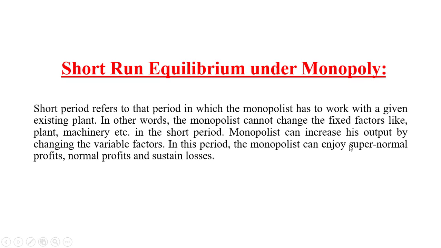Supernormal profit means more profit, very high profit. Normal profit means it is just the normal way to survive, and you sustain losses in case the total cost gets higher than the revenue. If you are earning less revenue than the cost, then the money you spend, you can suffer certain kind of losses, right? So in case of short run, the monopolist can enjoy the super profit. That means we can earn higher profits, normal profits, and even incur certain kind of losses.